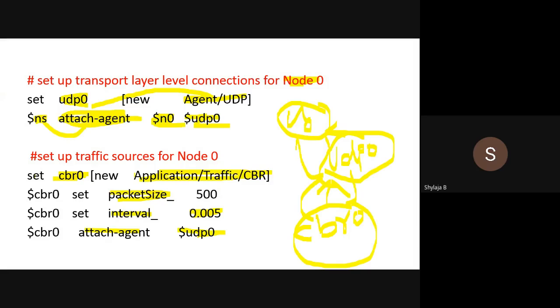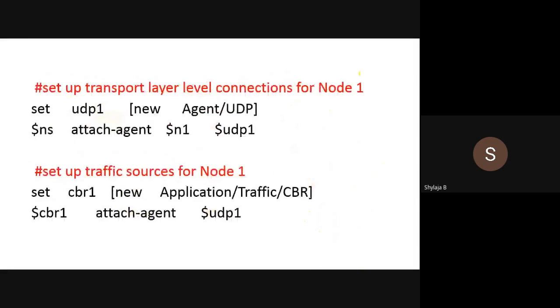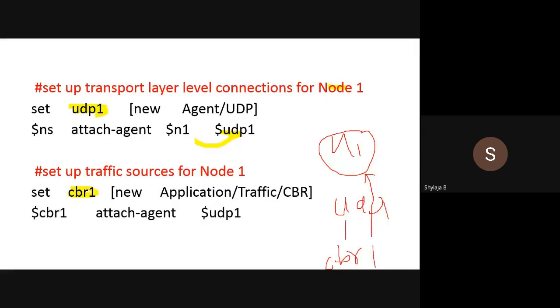In the same way for node 1, first create a UDP agent and give it a different name. Now we are giving udp1. Then you create a CBR agent, now using cbr1 as the name. After that, attach udp1 to node 1. We already have node 1, and to this node 1 we are attaching udp1. Next, we are creating cbr1, and this cbr1 we are attaching to udp1.